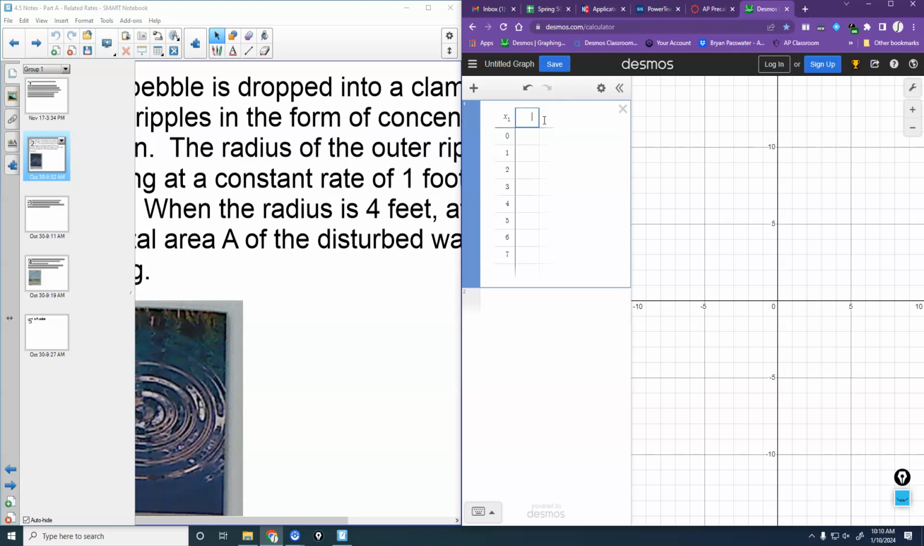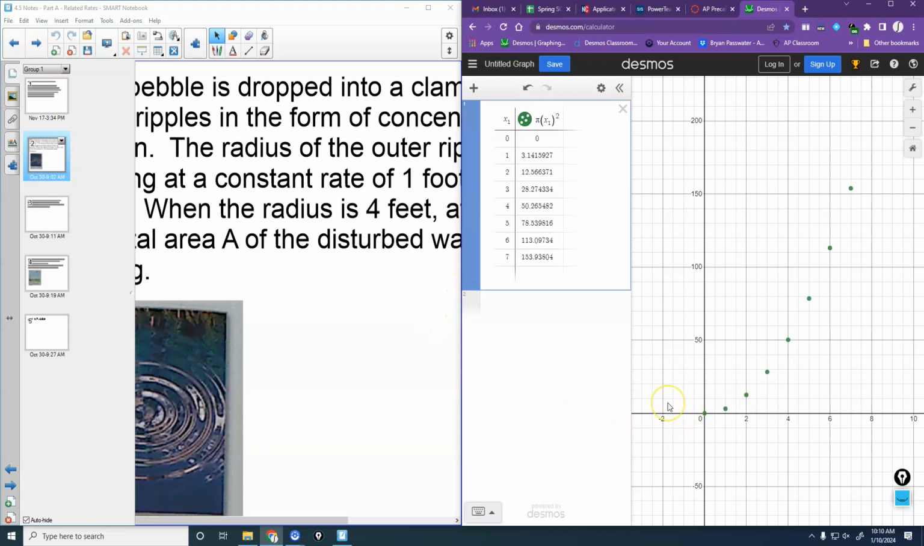The area is also going to change, but the formula for my area of a circle is pi r squared. So watch what's going to happen. Pi times x1 squared. If I have a radius changing at a constant rate, my radius is 1, 2, 3, 4, 5, 6, and so forth, right? Is my area changing at a constant rate? It is not. If I graph this, this looks quadratic, right?